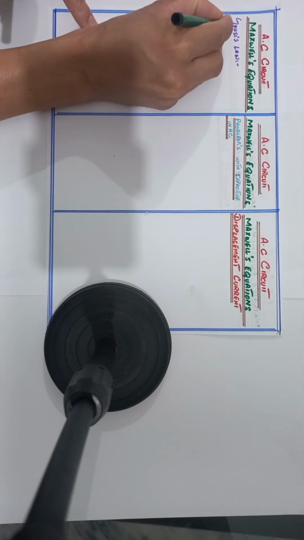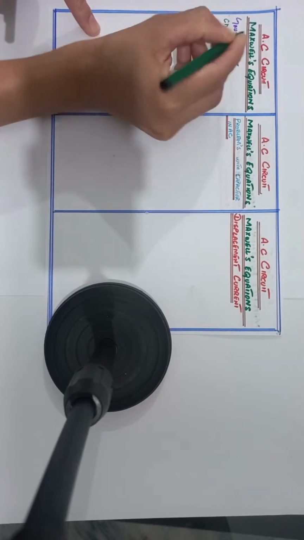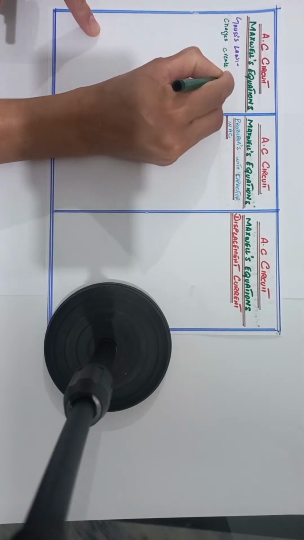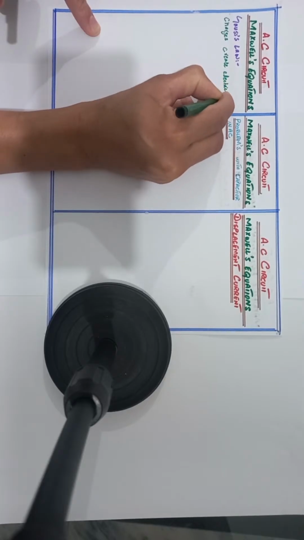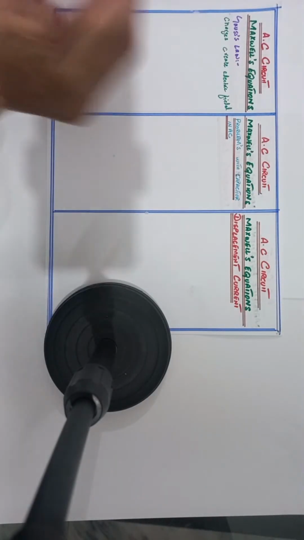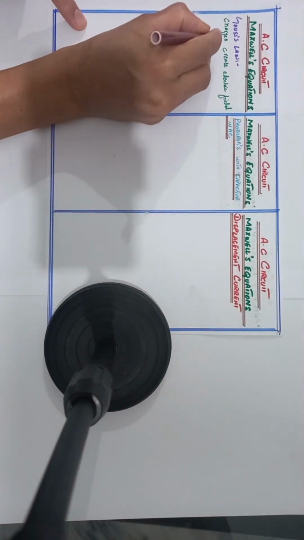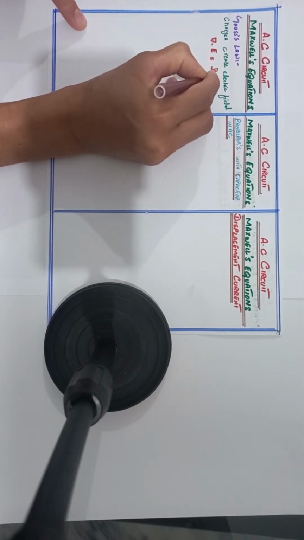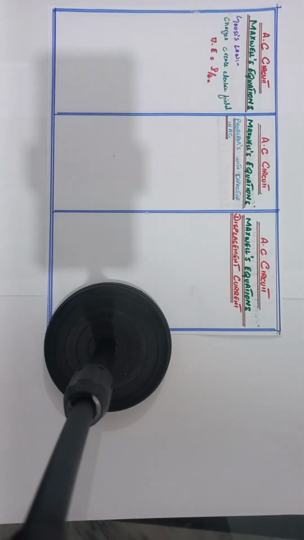Charges create electric field. What is the equation of the Gauss law? The equation of the Gauss law is del dot E is equal to rho over epsilon naught. That is the equation that gives the Gauss law, that charges always create the electric field. Now we write about the Gauss law for magnetism.